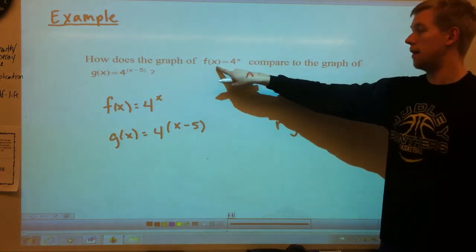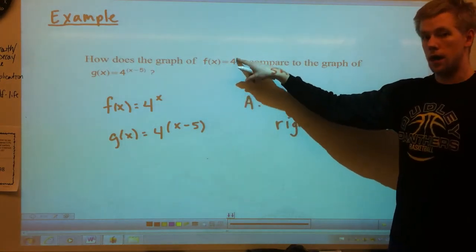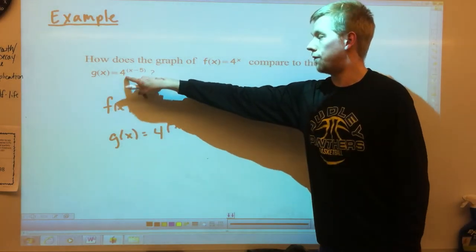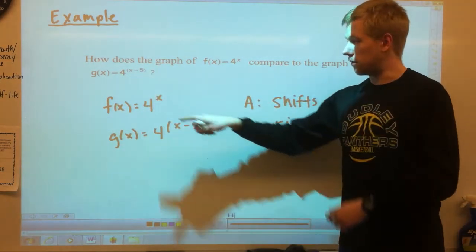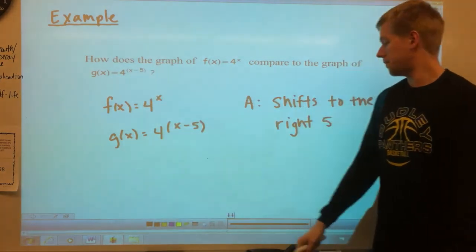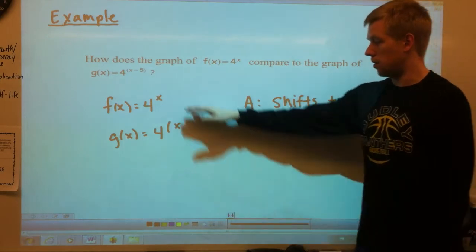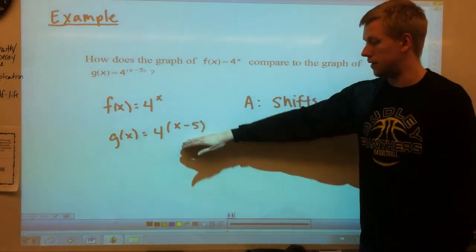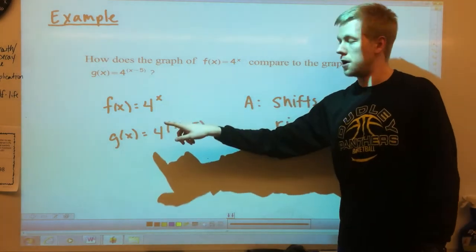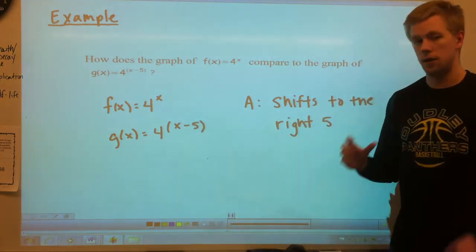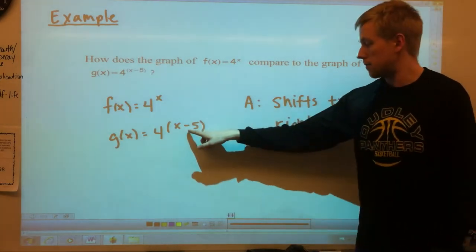How does the graph of f of x equal to 4 to the x power compare to the graph of g of x equal to 4 raised to parentheses, and this is important, it's inside parentheses, x minus 5. Okay, so I wrote them again, I stacked them on top of each other. If I look at f of x and g of x, they both have a base of 4. But my exponent, I don't have parentheses here, I have parentheses here, so I need to look inside of that. It has x minus 5.